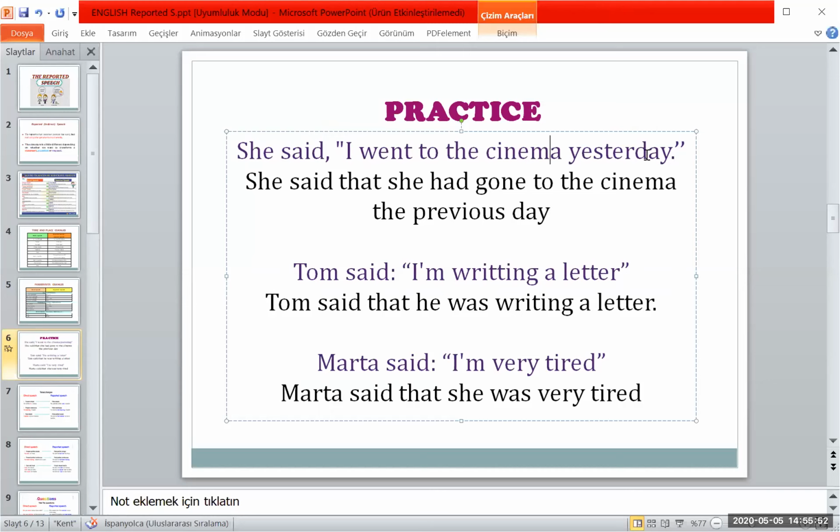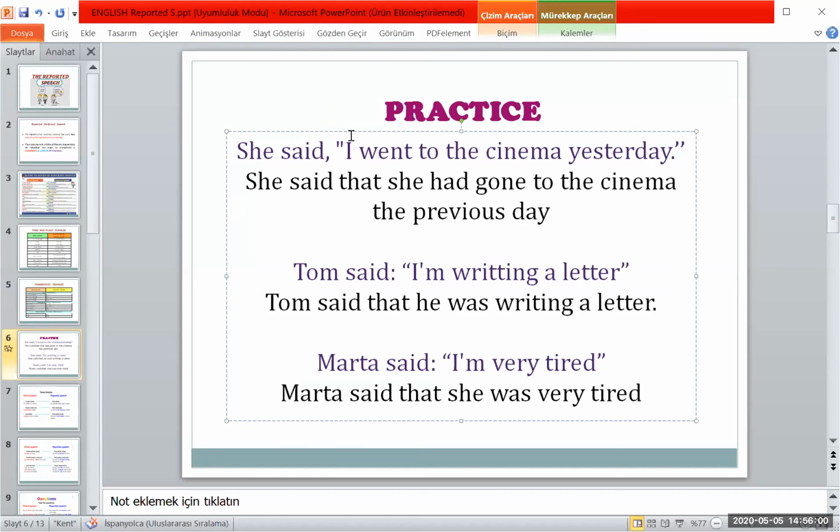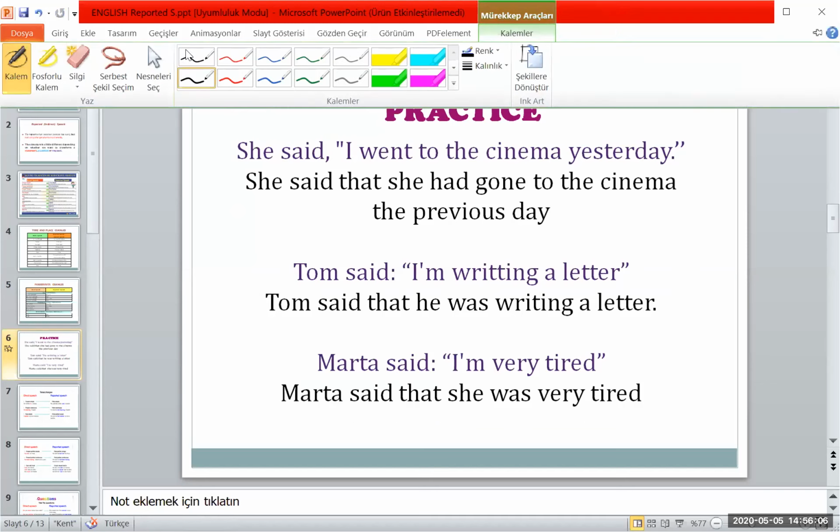So guys, let me use the annotator. Can I do it? Let me see. I can't do it. Yes, I can do it. I think this highlighter will work well.